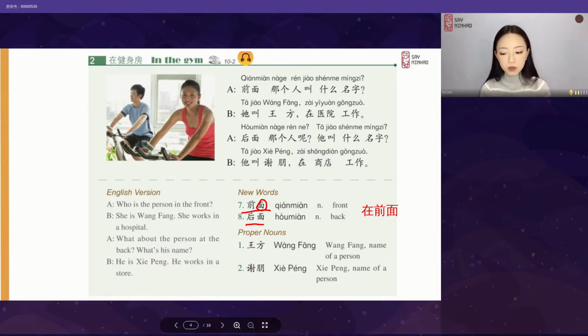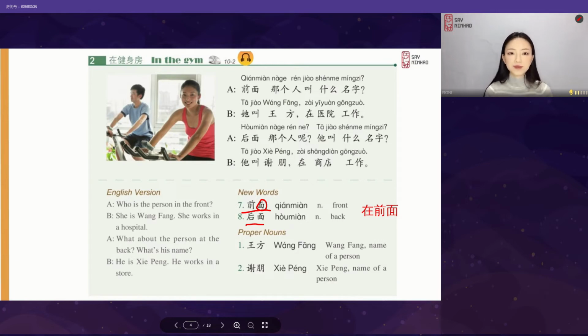Okay. So try to say he is at my back. Then it is 他在我后面, right? 他在我后面.